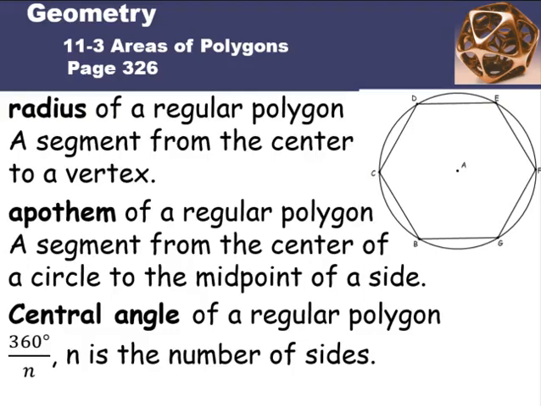Alright, so we have a sub today. This is the 11-3 areas of polygons notes. This is on page 326 of your student journal, so if you open that up. Again, you should do this on your own, or try to keep up.